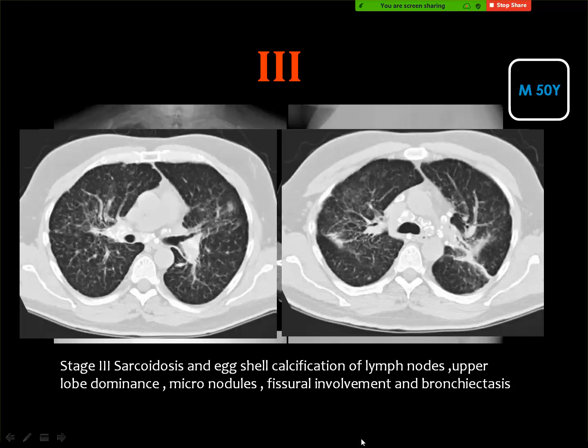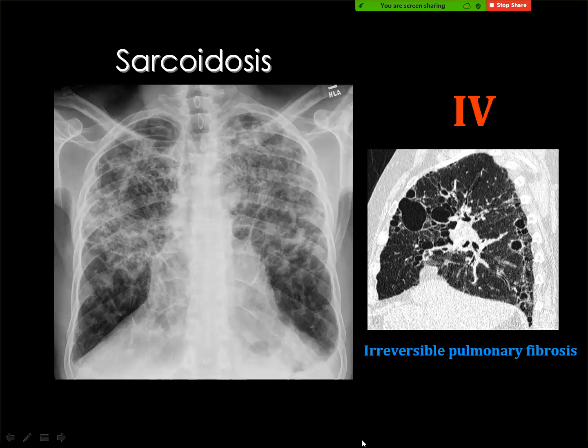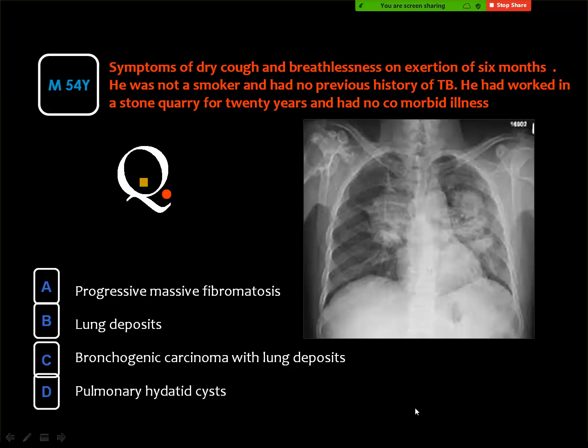They are not clearly apparent in the plain film. And stage 4 sarcoid is lung fibrosis with the full-blown picture of fibrosis, the presence of honeycombing, the presence of traction bronchiectasis, and so on. Then, how can you know that this is stage 4 sarcoid? By the history and by the previous films. But if you do not know anything about the patient, you say that this is usual interstitial pneumonia with the full-blown picture of pulmonary fibrosis.